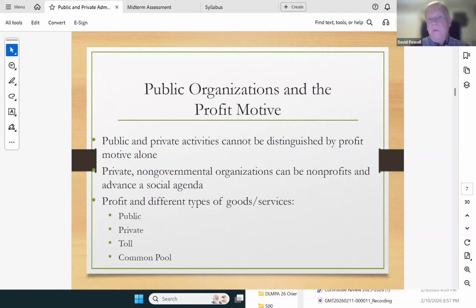Pure public goods have two characteristics that set them apart from pure private goods. Pure public goods tend to be non-exhaustible, so you cannot exhaust them, and they're also non-excludable. So you cannot exclude people from partaking in those goods.